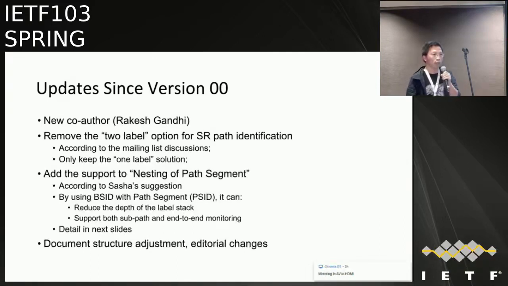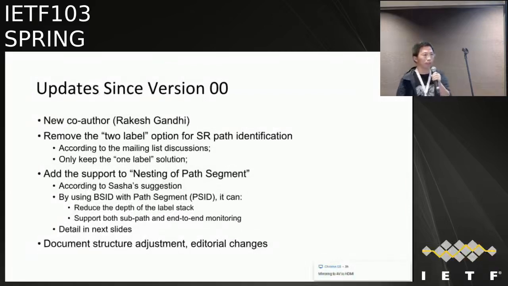And the second one is to add a new section to describe how to support nesting of path segment. This is according to Sasha's suggestion. The idea is to use the binding SID together with the path segment. With this, it can reduce the depth of the label stack, and also it can support both sub-path monitoring and end-to-end path monitoring. We can see that in the next slides. And also, we made quite a lot of editorial changes to this draft to make it more readable.